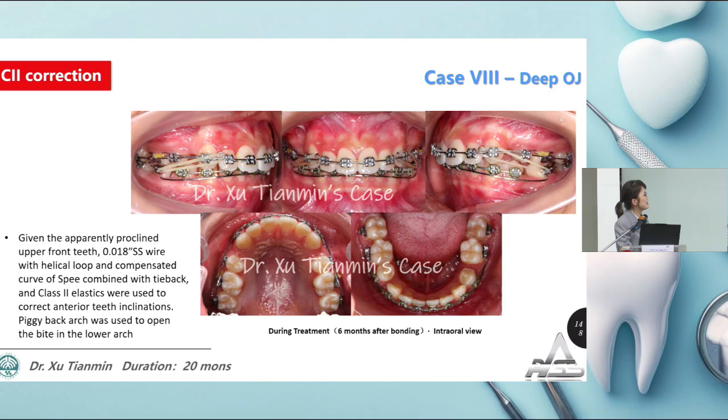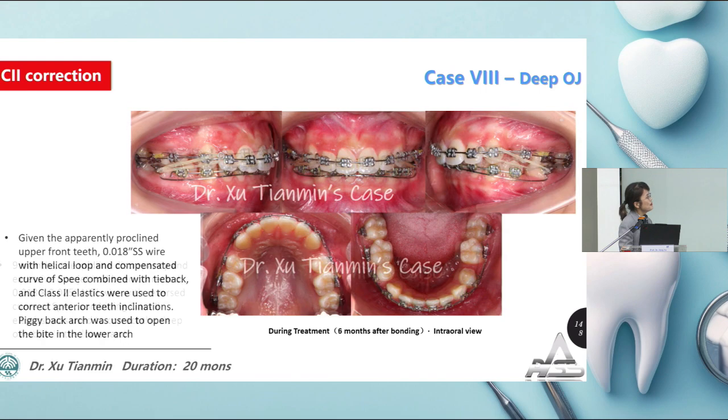This was to address the apparently proclined upper front teeth. In the upper, we use the 18 SS round wire with the helical loop and the normal curve of Spee to retract and upright the anterior teeth. And in the lower, we use the piggyback arch to open the bite, and we use class 2 elastics to correct anterior teeth inclinations.